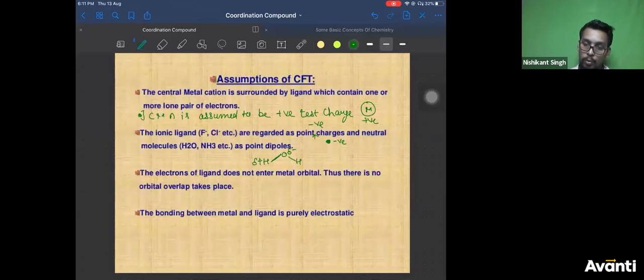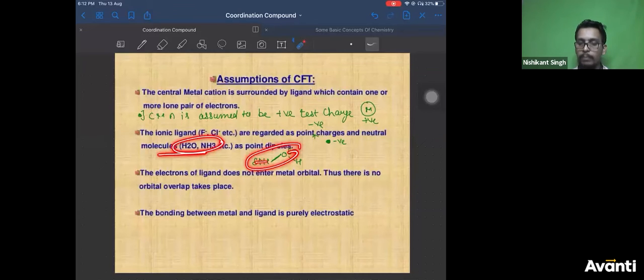So let me come again. Metal is surrounded by ligands which have lone pairs of electrons. The central metal atom is assumed to be positively charged. Ionic ligands are classified as negative point charges. Neutral ligands are considered as dipoles, with a positive pole and a negative pole.